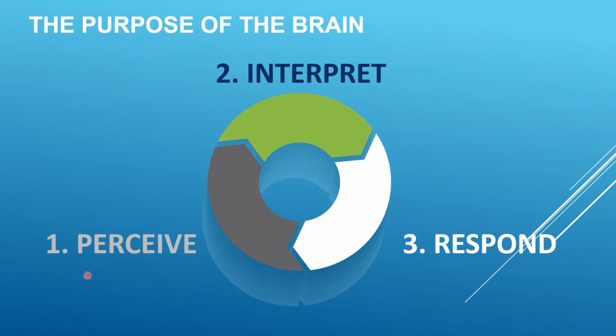So it's going to take in information from the world. And when it takes that information in, it will help perceive what's going on. But that's not the only step. You have to perceive the environment, but you also have to interpret what all of it means.